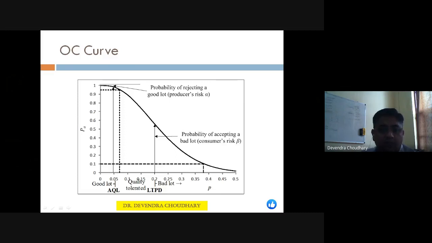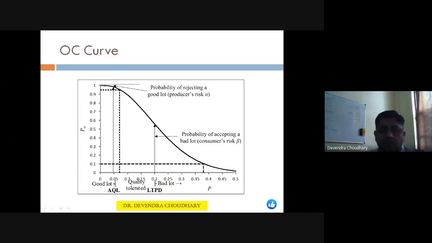So AQL is the quality level at which the customer is willing to accept the lot, right? And at AQL, the probability of acceptance should be high. Now 1 minus the probability of acceptance is known as the probability of rejecting a good lot, and that is called the producer's risk.